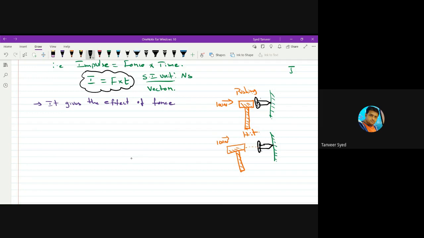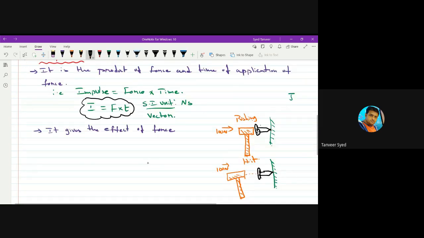What is the difference here? The difference is in the time of application of force. When you are pushing the nail with the hammer, you are applying 100 Newton force for a very long time, let us say 1 second, 2 seconds, 10 seconds. But when you hit the nail with the hammer, the hammer and nail will be in contact for a very, very small time, let us say some 0.01 second. Here it is 1 second, which is 100 times larger. So when the time of application of force is changing, the effect is changing, and we represent this effect with impulse.